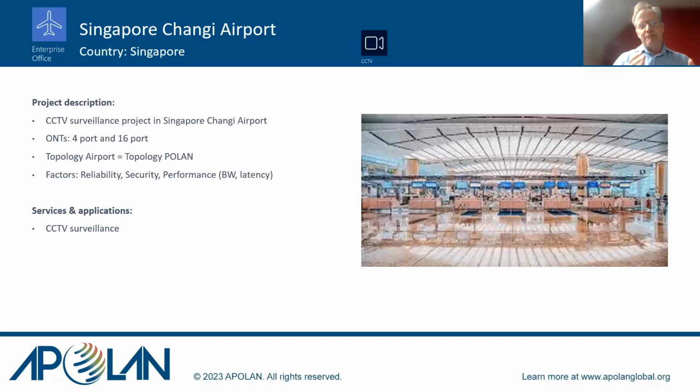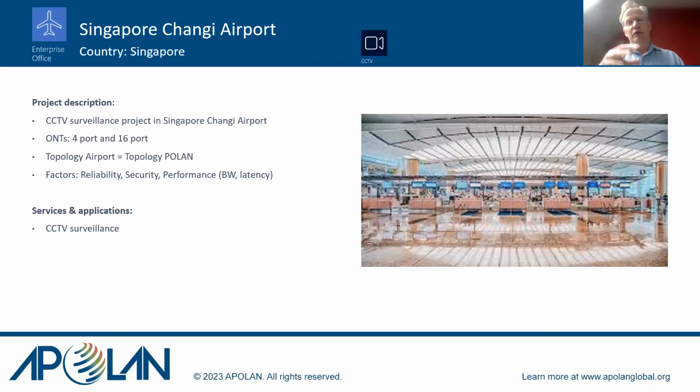So, Singapore Changi Airport. You might know that is quite a large hub in the region. And typically what is appealing to the customer and the partner, obviously, towards optical LAN is that the topology of an airport very much corresponds to the topology of an optical LAN network, which is tree-based. You can think about the arms or the terminals inside of an airport corresponding to the topology of an optical LAN network.